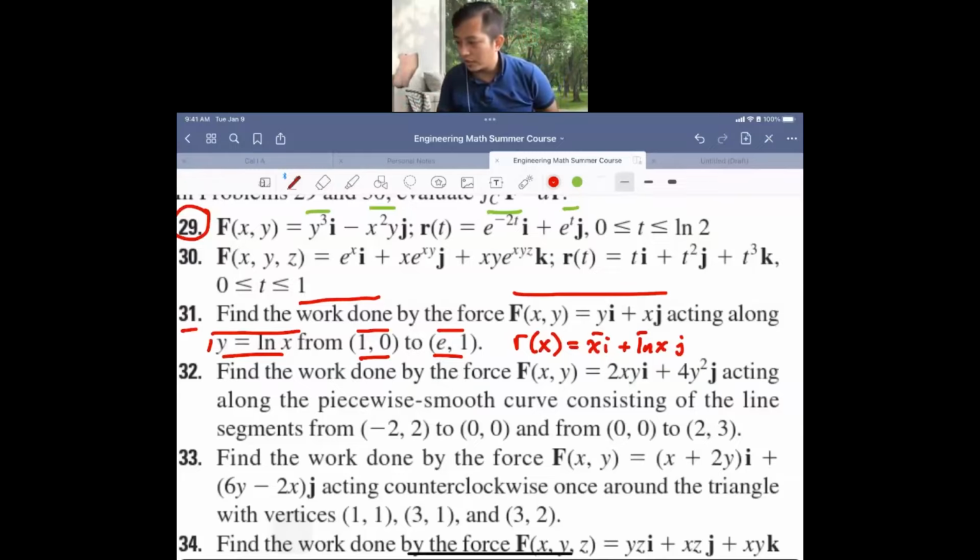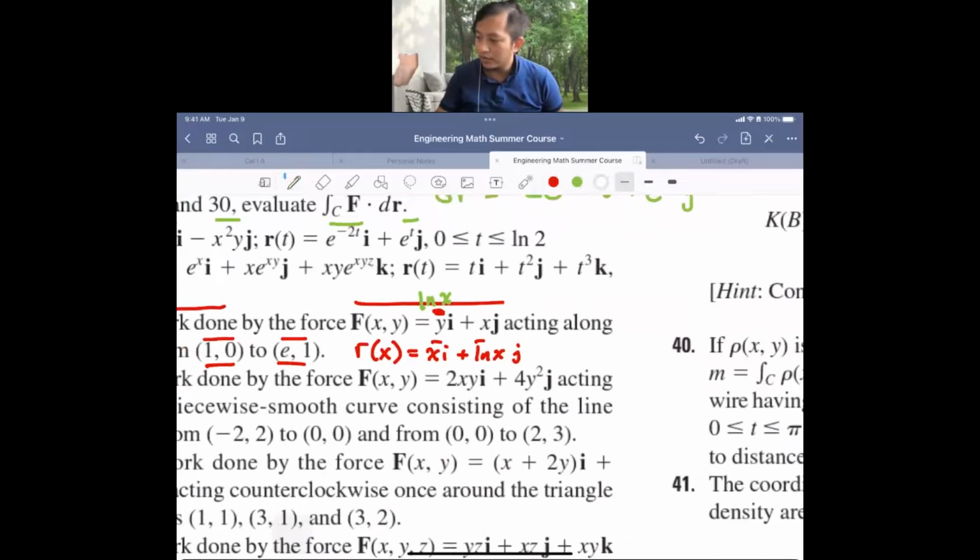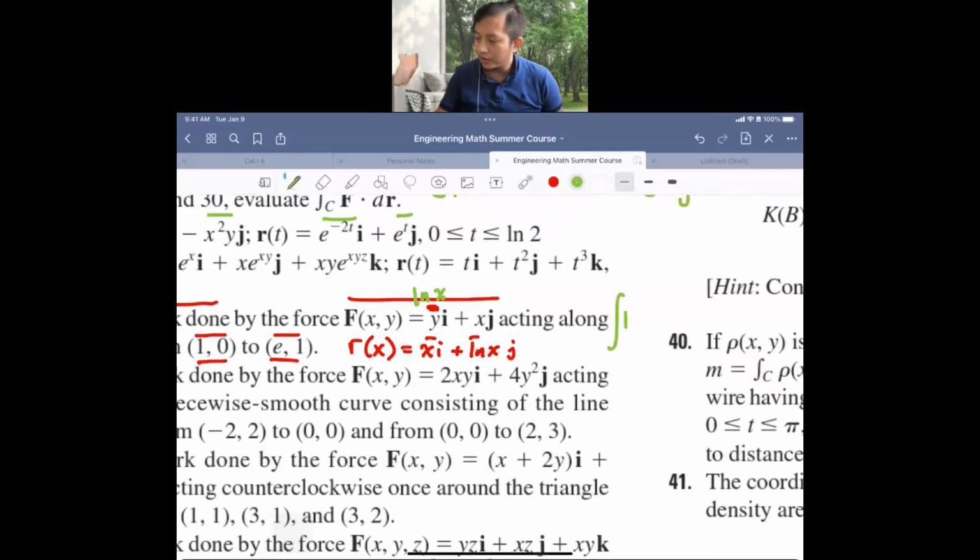And then to calculate, we could calculate the vector field and exchange y with ln x. And then the last part is evaluating the f dot dr. Since we have x as our parameter, the line integral will be evaluated from 1 to e. And then from f and dr, we take the dot product.